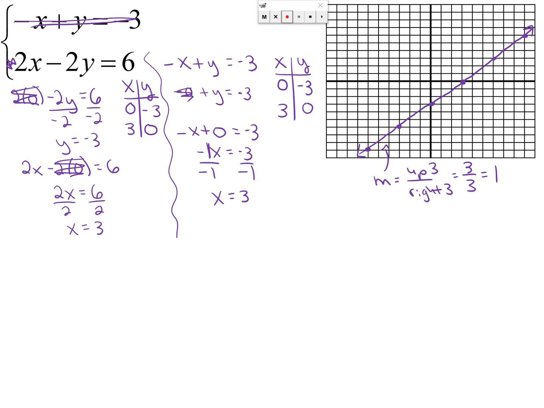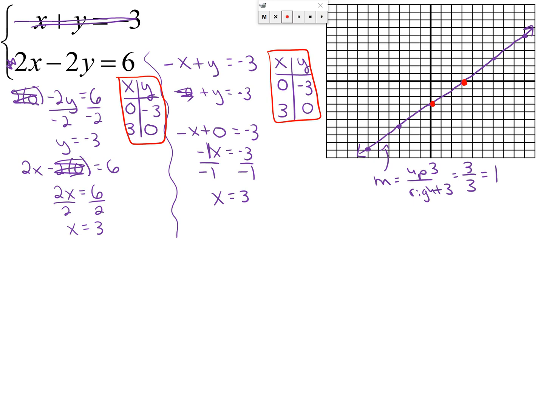What's going to happen when I graph this line? Let me grab a different color here. Y is negative 3. There's where y is negative 3. I just colored it red. Here's where x is positive 3. I just colored it red. Look at our x and y intercepts. I highlighted them in red on the graph. I just put boxes around them. What do you notice about them?